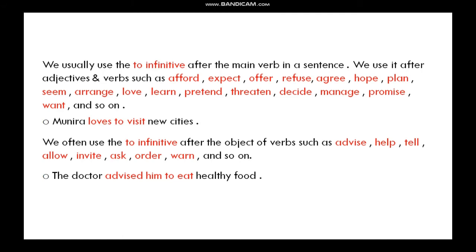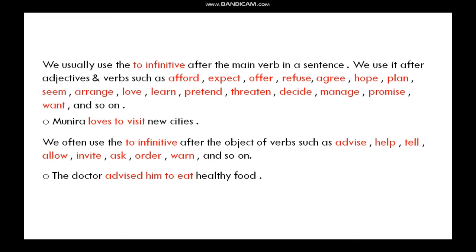Let's know about to infinitive. We usually use the to infinitive after the main verb in a sentence. We use it after adjectives and verbs such as afford, expect, offer, refuse, agree, hope, plan, seem, arrange, love, learn, pretend, threaten, decide, manage, promise, want, and so on. After these main verbs, we use to infinitive. For example, Munira loves to visit new cities. In this sentence, the word loves is an example of main verb and to visit is an example of to infinitive, and to infinitive came after main verb loves.